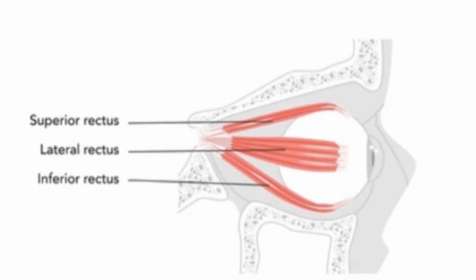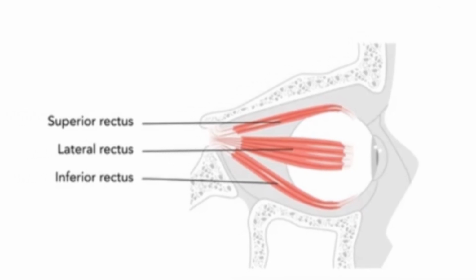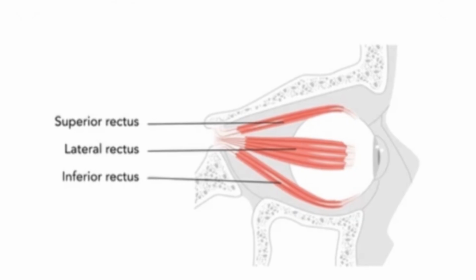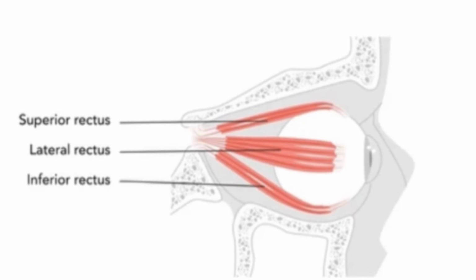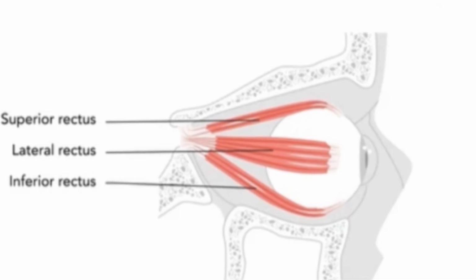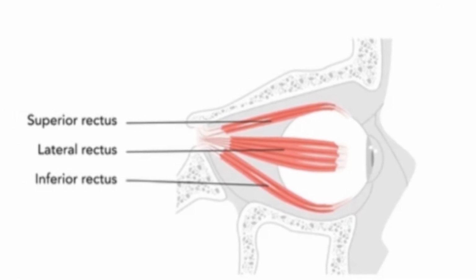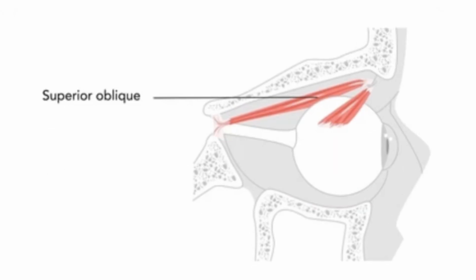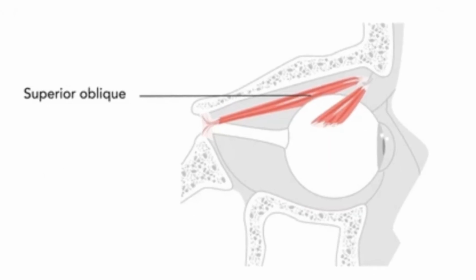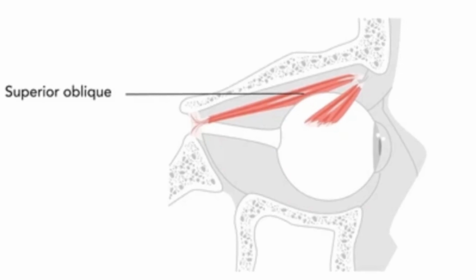Superior rectus moves the eye upward. Inferior rectus moves the eye downward. Medial rectus moves the eye inward toward the nose. Lateral rectus moves the eye outward away from the nose. Superior oblique moves the eye downward and laterally. Inferior oblique moves the eye upward and laterally.